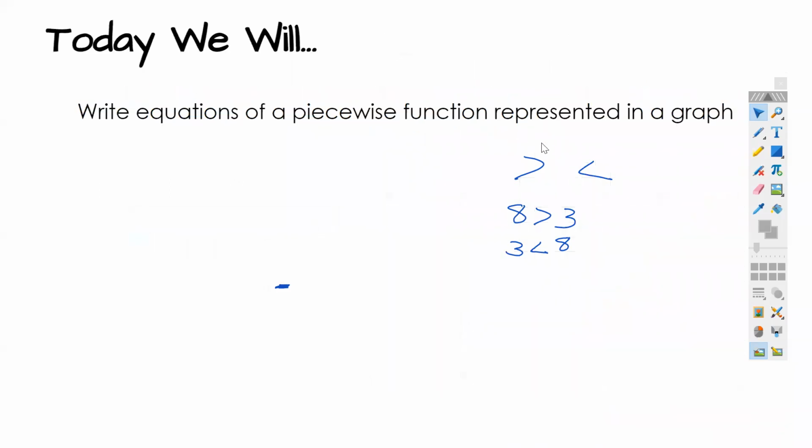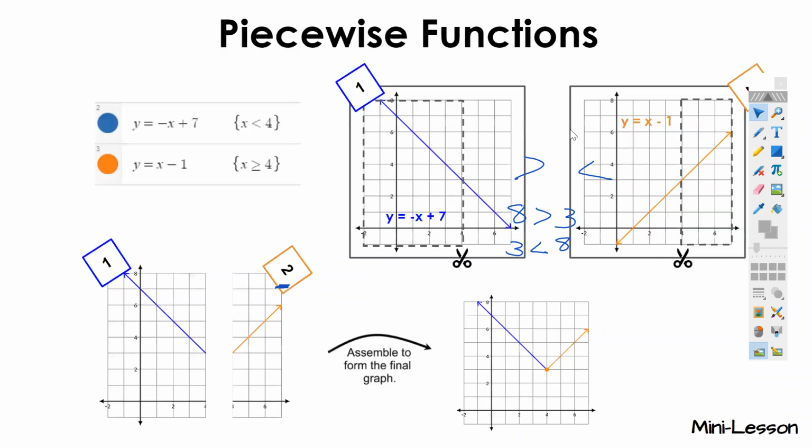All right. So today we're going to talk about writing equations of a piecewise function represented in a graph. Looking at these four piecewise functions, this first one that they give us is negative x plus 7. The way that you graph this is you graph the y-intercept, which is 7. I'm going to go down 1 over 1, down 1 over 1, and I'm going to draw that line.